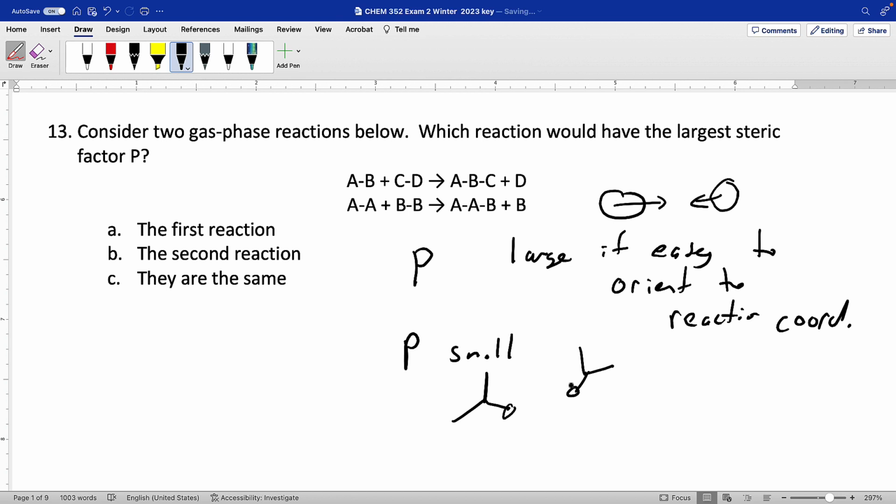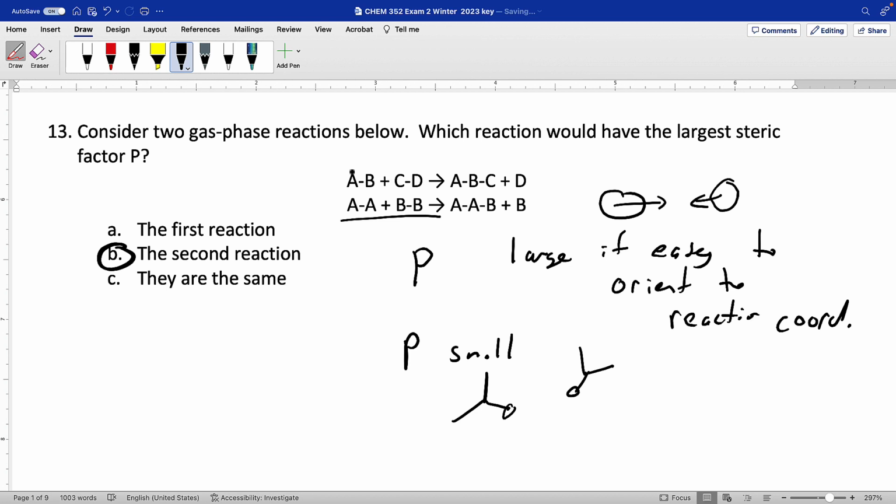so P would be small. So make sure you don't confuse steric hindrance, which you learned about in organic chemistry, which is this bulk getting in the way of molecules approaching each other, with the steric factor P, which is about the orientational complexity of the molecules. So the less complex the molecules, the higher the steric factor. So that would be these, right? So the second reaction is going to have a larger steric factor, because we could imagine even if this first molecule spins around 180 degrees, it's still lined up correctly. And if this one spins around 180 degrees, it's lined up correctly.